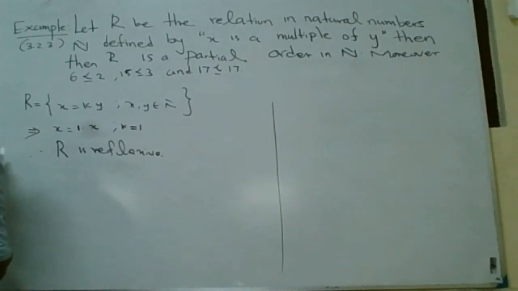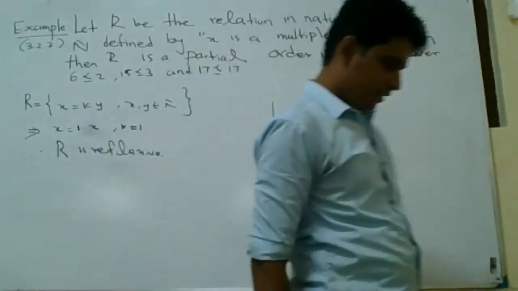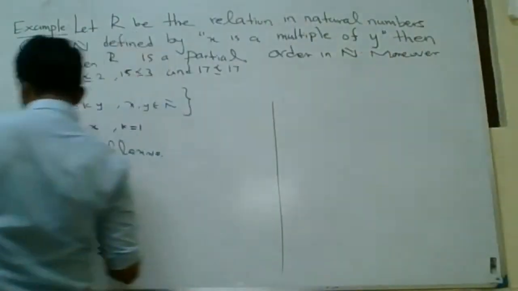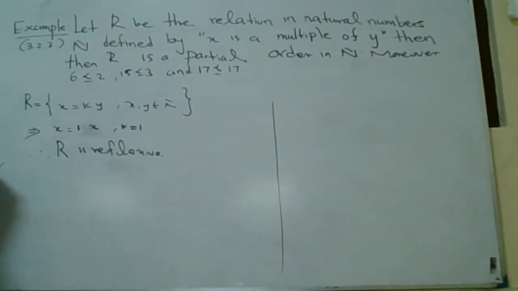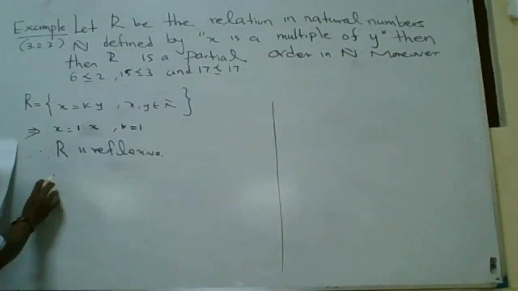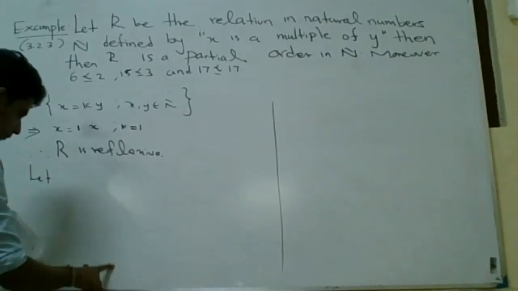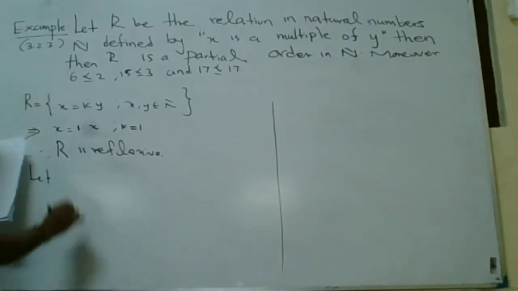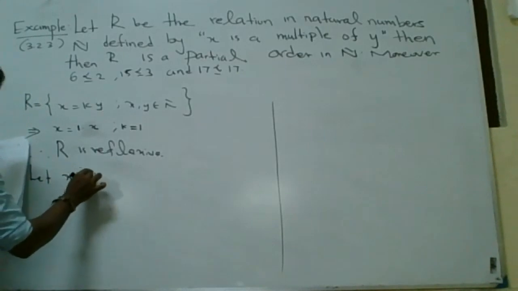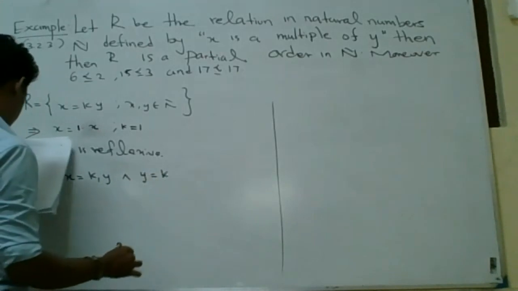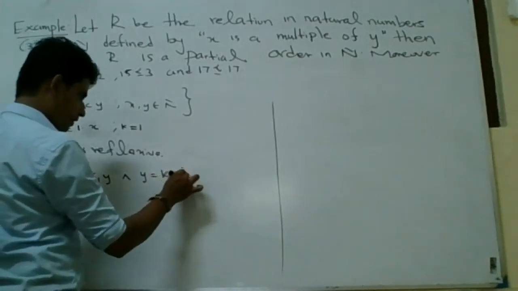For the antisymmetric case, I can do it a different way, right? I will take it like this. Let me prove this one by contradiction. Let x equal k1 y and y equal k2 x.